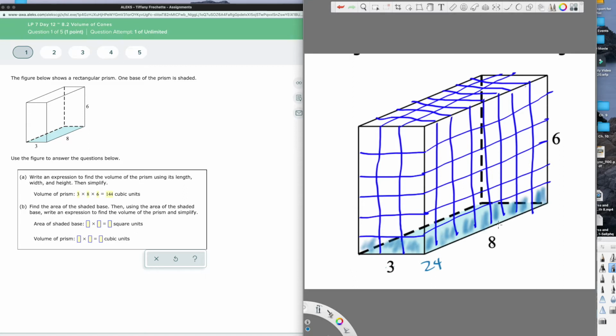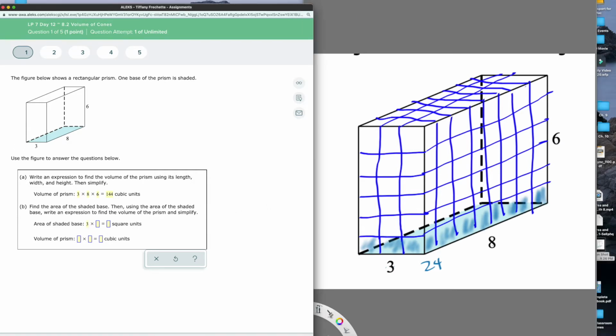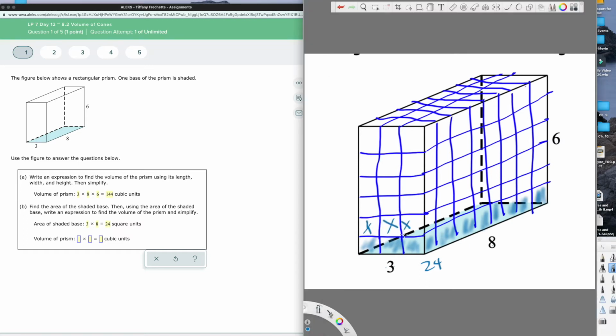So I could count those if I wanted to, but in this case, we can do the multiplication because that's what they're asking us to do. So 3 times 8 gives me 24 square units. So I have 24 of them. Each layer, as we go up here, has the same number of units. So if this is 24 cubes, this is another 24 cubes.